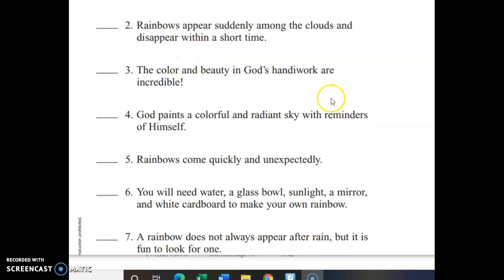Let's look at sentence number 2. Rainbows appear suddenly among the clouds and disappear within a short time. What is the conjunction in this sentence?